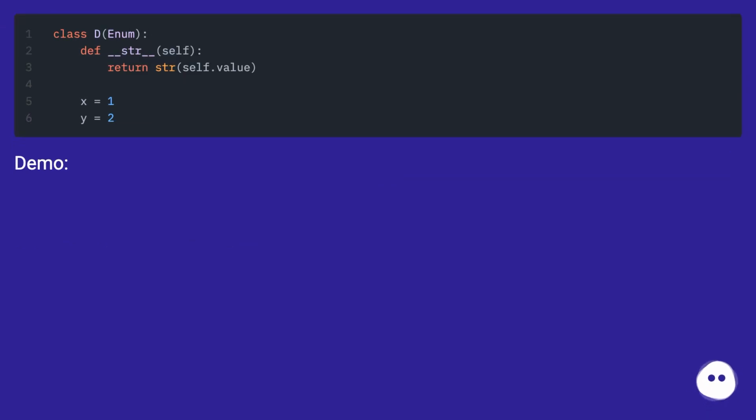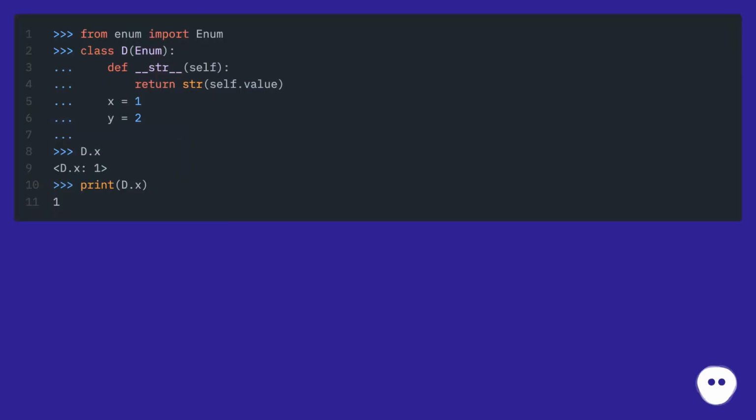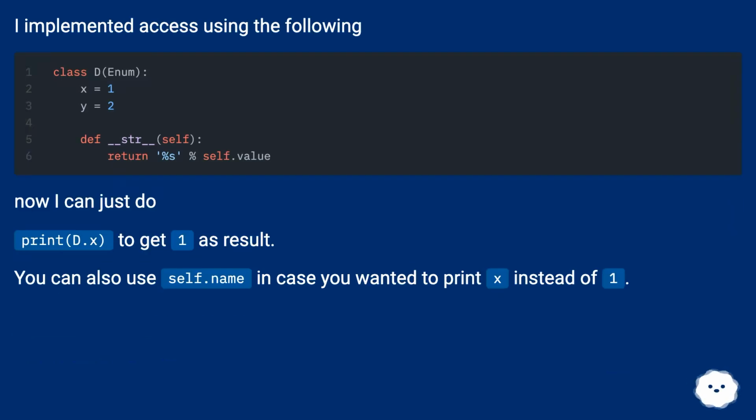Demo. I implemented access using the following. Now I can just do print(d.x) to get 1 as a result. You can also use self.name in case you wanted to print x instead of 1.